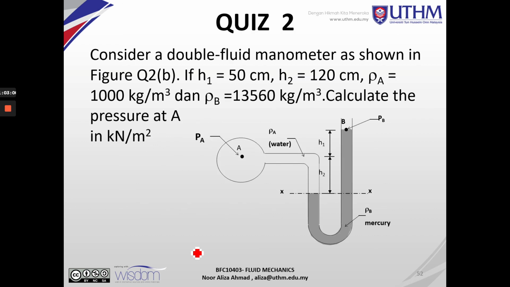So this is the quiz. Quiz 2: consider a double fluid manometer as shown in figure 2. If H1 is 50 cm, H2 and PB are given, calculate the pressure at A. That's all. Thank you.